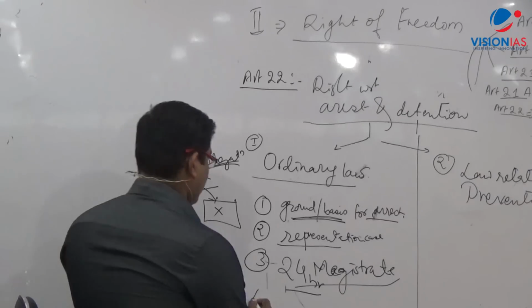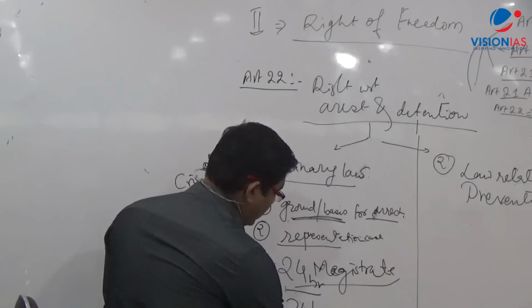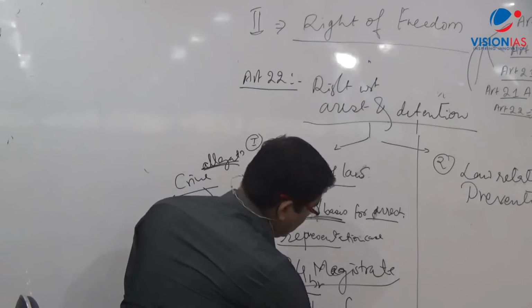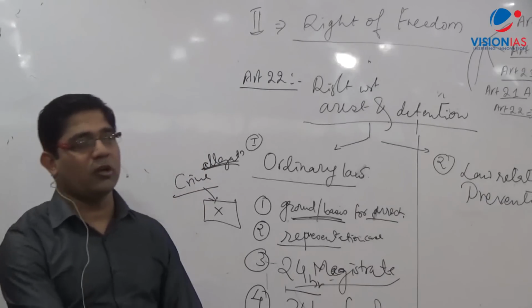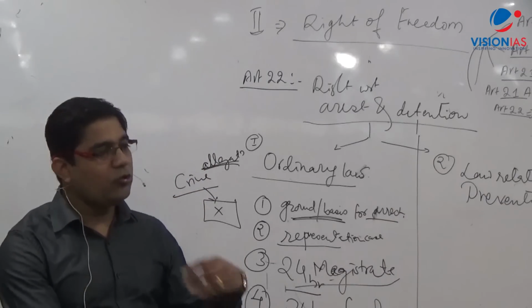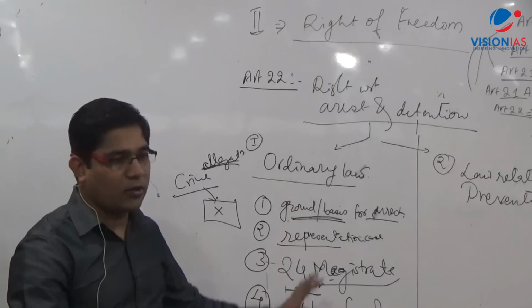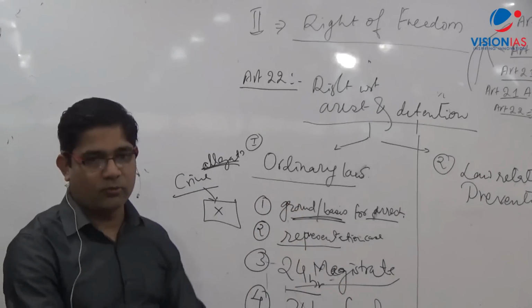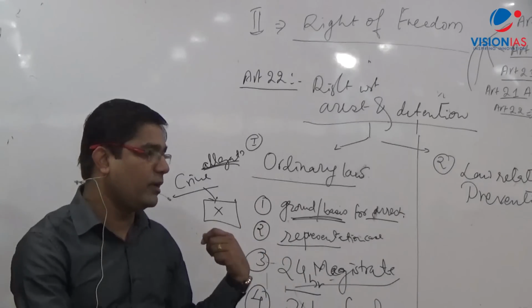And fourth, he should be released within the 24 hours if, after being produced before the magistrate, the magistrate has not said you can continue his detention for a longer time. If the magistrate has not said it, then you have to release him. So these are the rights available to the person who is arrested.